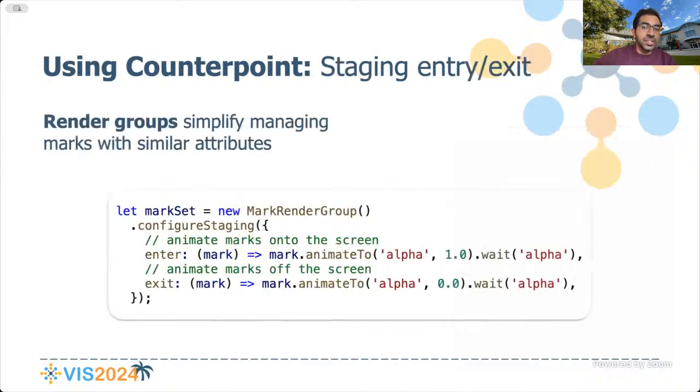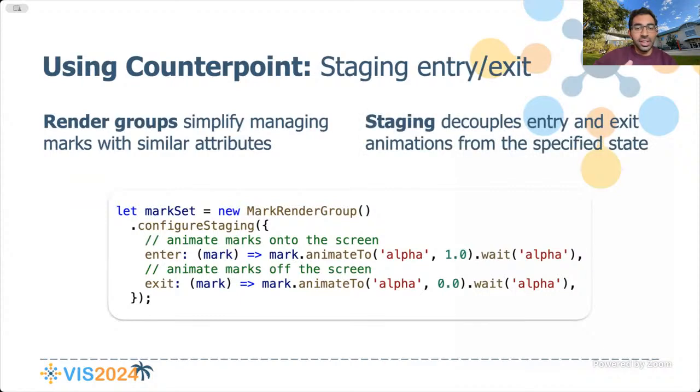Now to help us manage a potentially large collection of marks, like in these huge scatter plots or bubble charts, we can use a mark render group class. And so the nice bonus of this render group is that we can use a concept we call staging to animate the entry and exit of marks. So we specify functions that run when we need to enter and exit each mark. So here we animate the alpha of the mark from 0 to 1 and then back to 0 when it leaves. And under the hood, this actually decouples which marks are in the render group from which marks are on the stage. So we don't actually have to think about the fact that marks might be entering or leaving in the rest of our code.